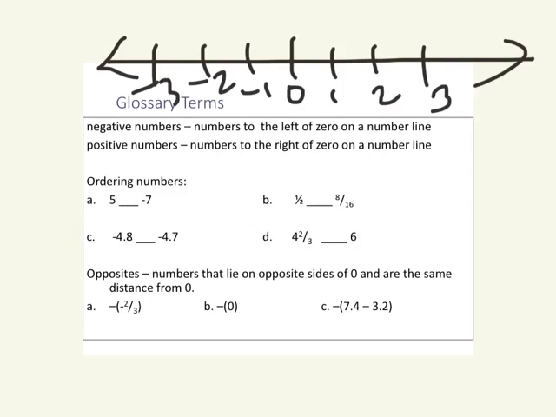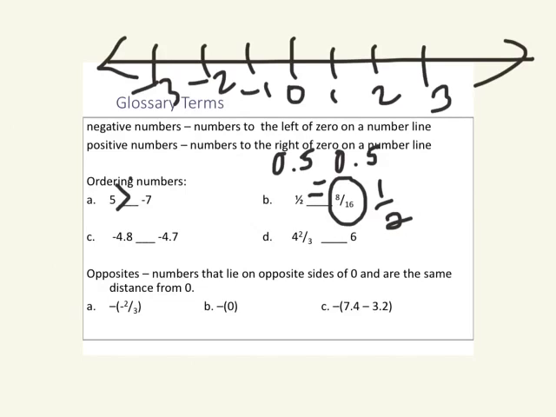We want to make sure that when we're ordering numbers, the numbers that are furthest to the right will be the larger numbers. So here we just use 5 is greater than a negative 7. We have 1/2 compared to 8/16. Well, remember, we could either change them both to decimals, and if we do that, we get 0.5 and 0.5. Or if we reduce the 8/16, that would also reduce to 1/2. So here we'd have an equal sign.